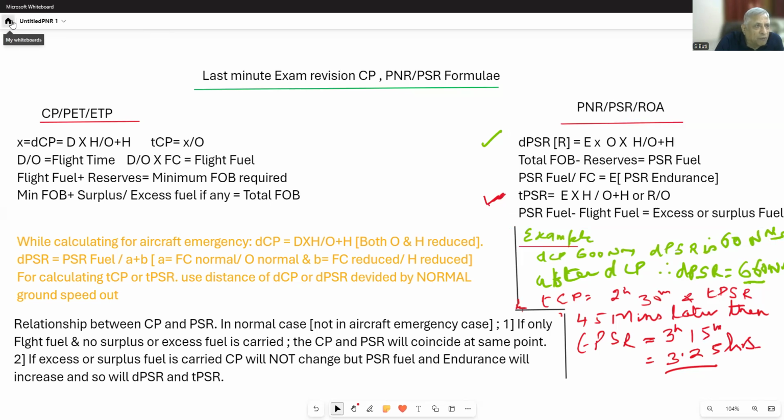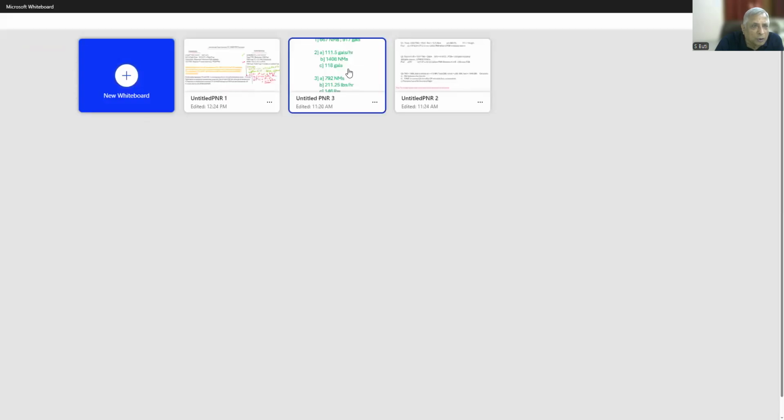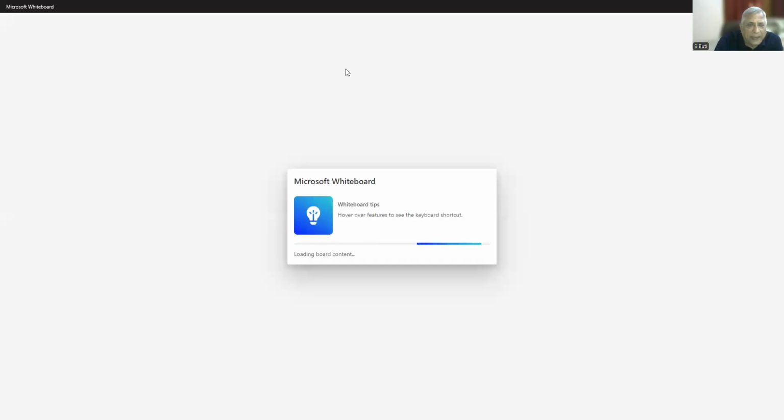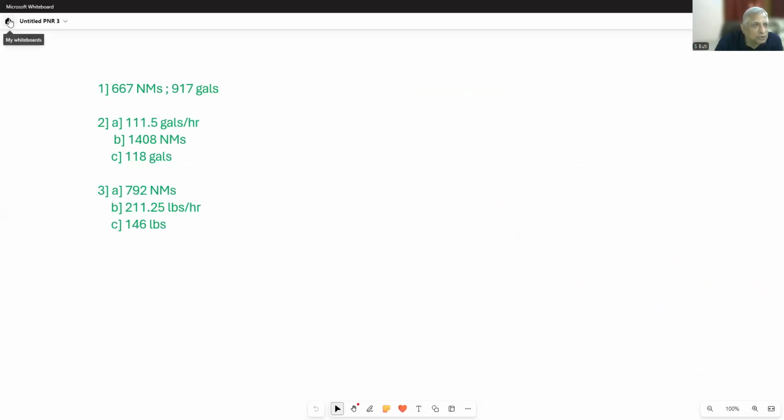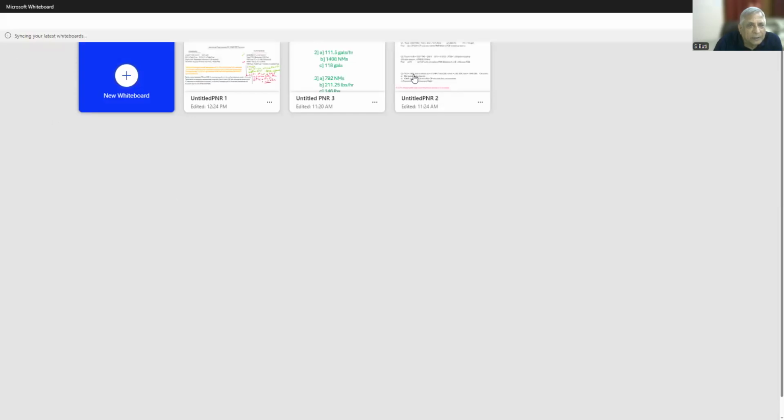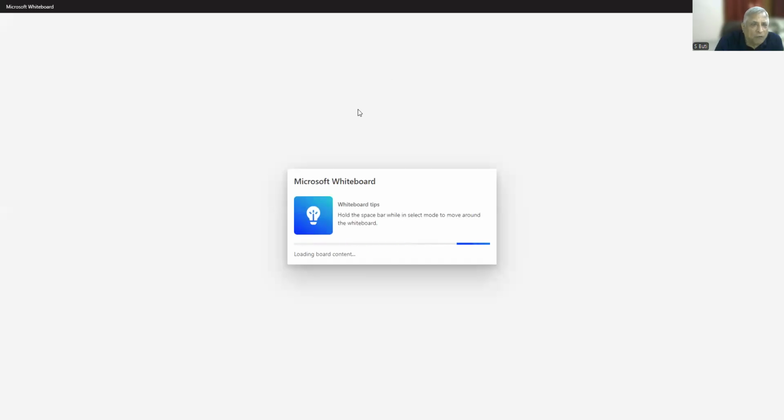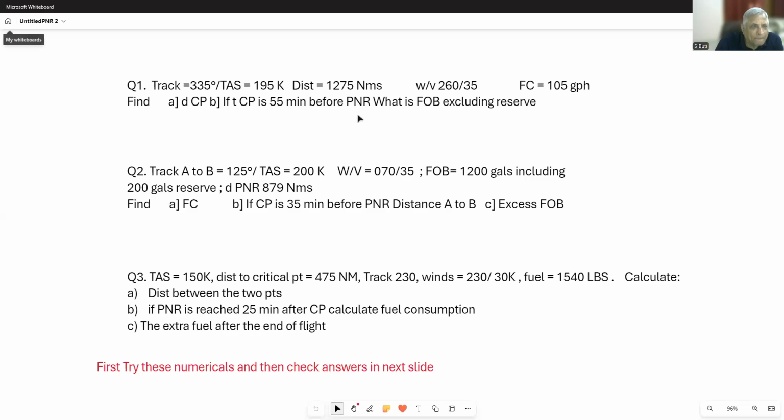Today, we have already done questions on your CP and PNR or PSR. Today, I'm giving you some questions regarding this concept of excess fuel carried. These are the 3 questions. In question number 1, he says CP is 55 minutes before PNR. That means TPNR is 55 minutes plus the TCP. What is the excess fuel on board?